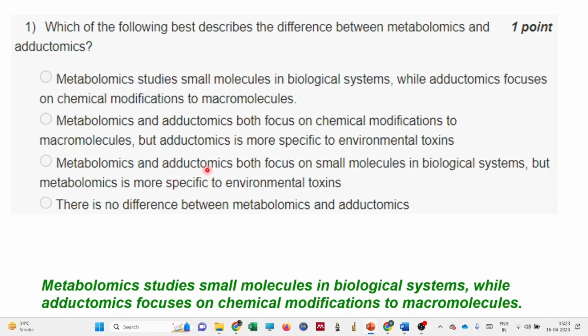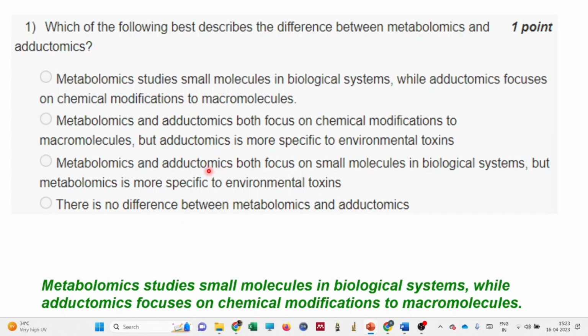It's also not correct, because adductomics also focuses on other things apart from environmental toxins. So this statement is also not correct. And there is no difference between metabolomics and adductomics. This is also an incorrect statement, because there are two distinct fields of study within analytical chemistry, which focus on different aspects of macromolecules in biological systems. So while metabolomics and adductomics are related fields that both focus on small molecules, they have different aims, applications, and sometimes even different analytical approaches.